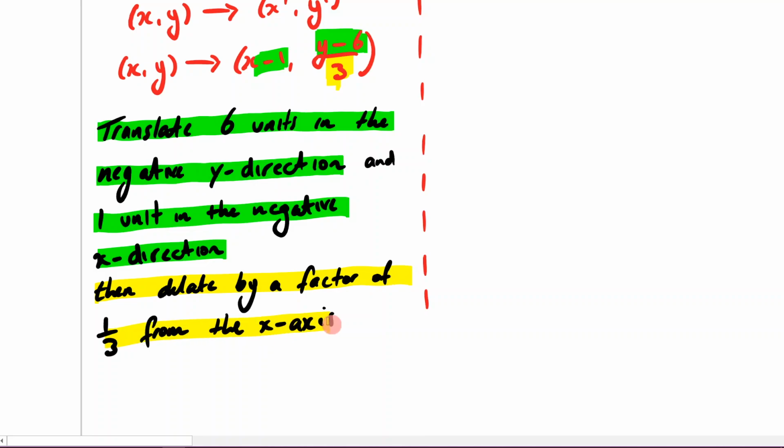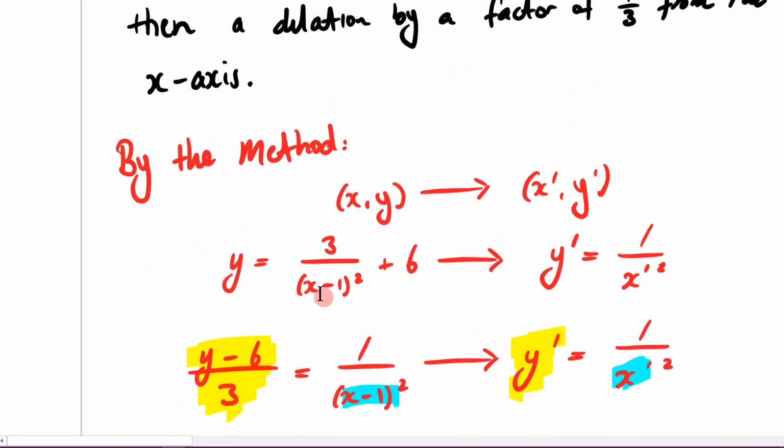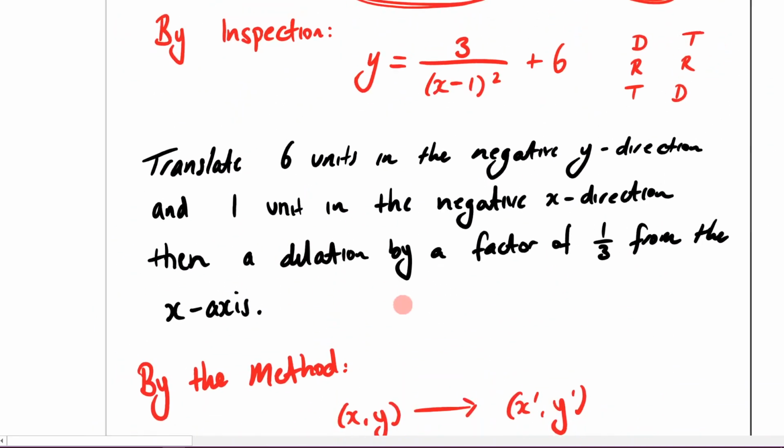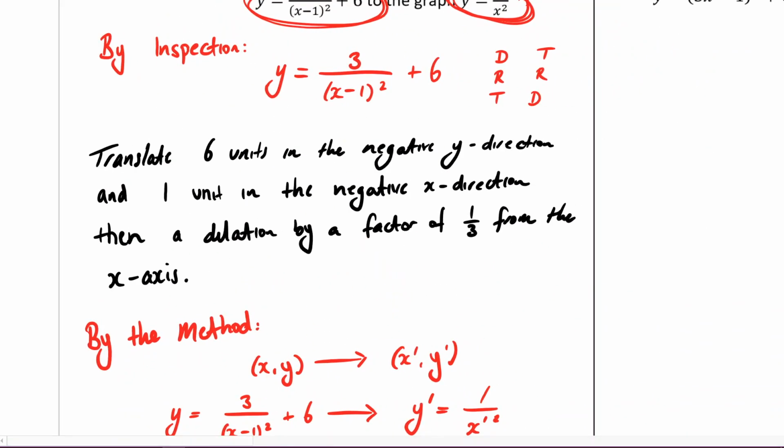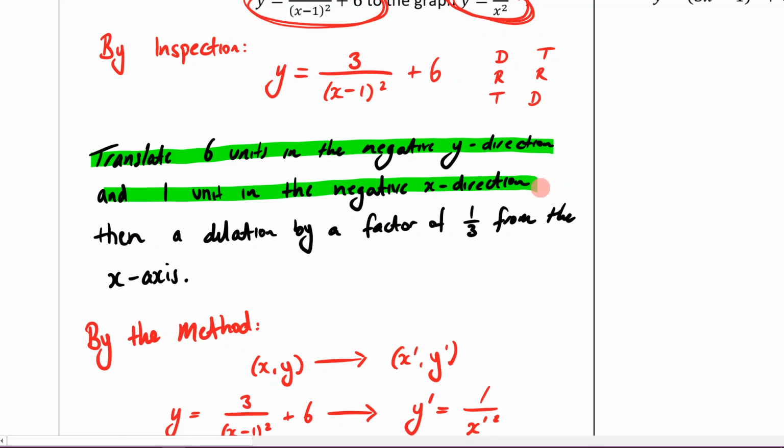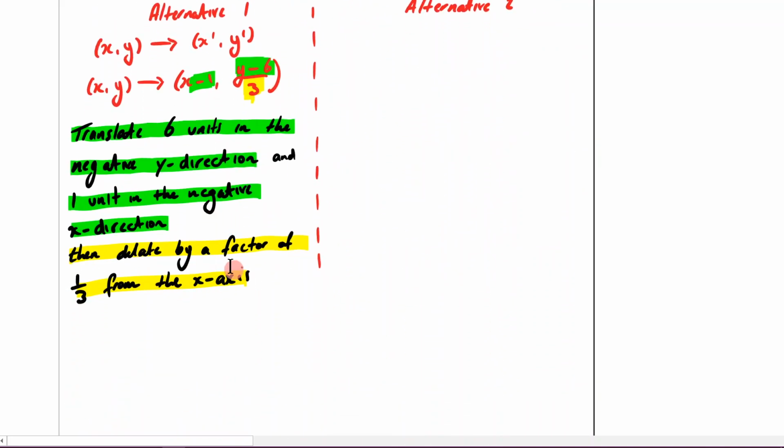So we did our translations first, and that's what we did up here. So let me just highlight it up here as well, so you can see I translate 6 units in the negative y direction and 1 unit in the negative x direction, and then a dilation by a factor of 1/3 from the x-axis. And that's what we saw down here.